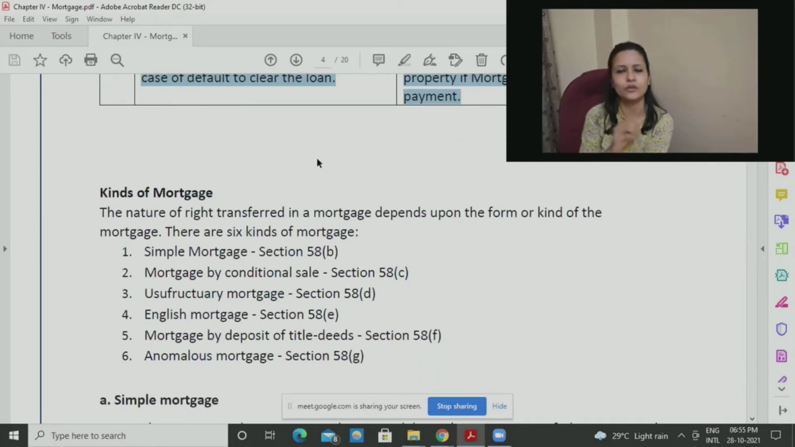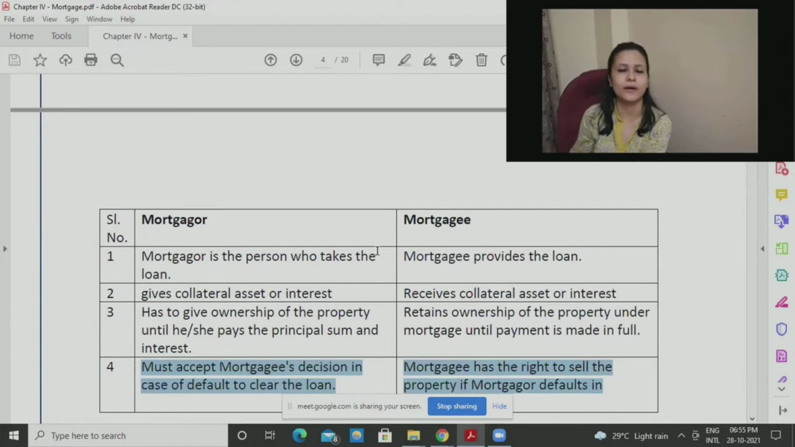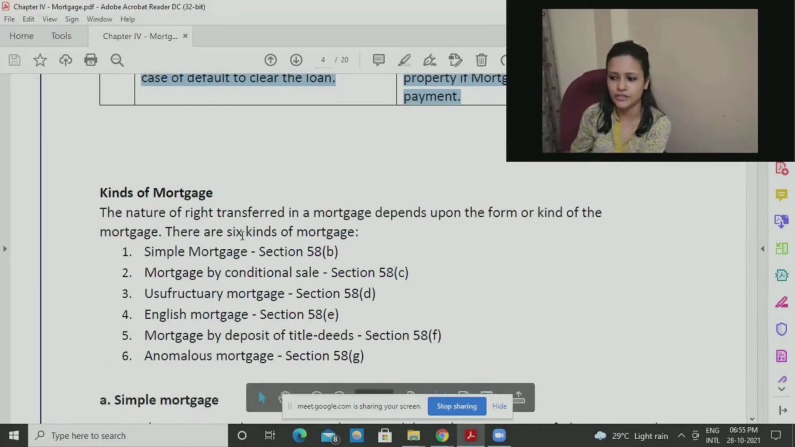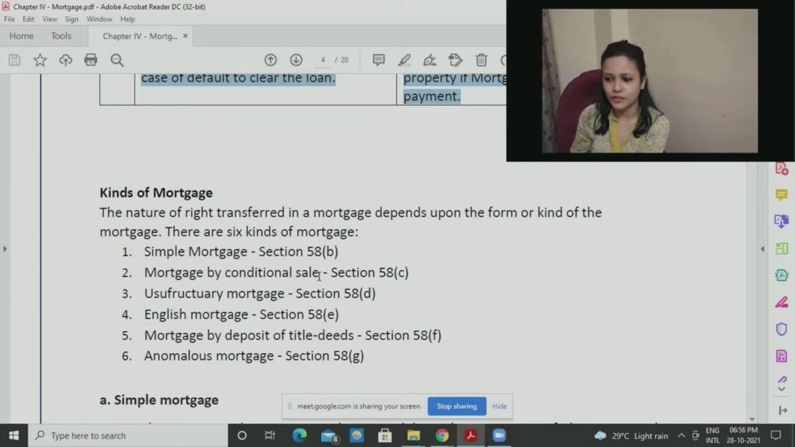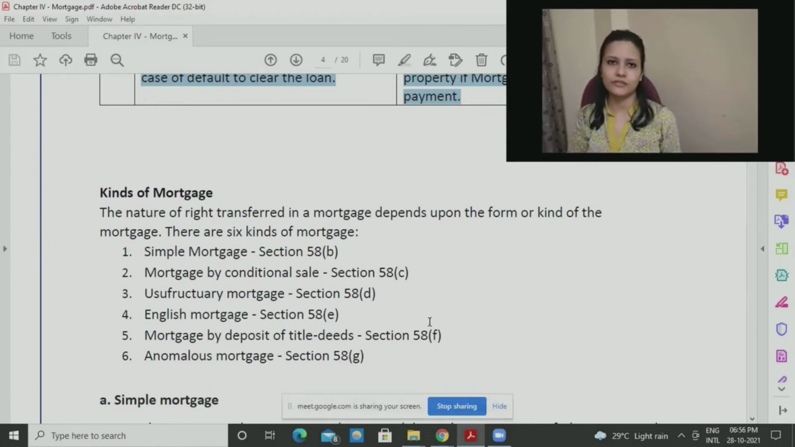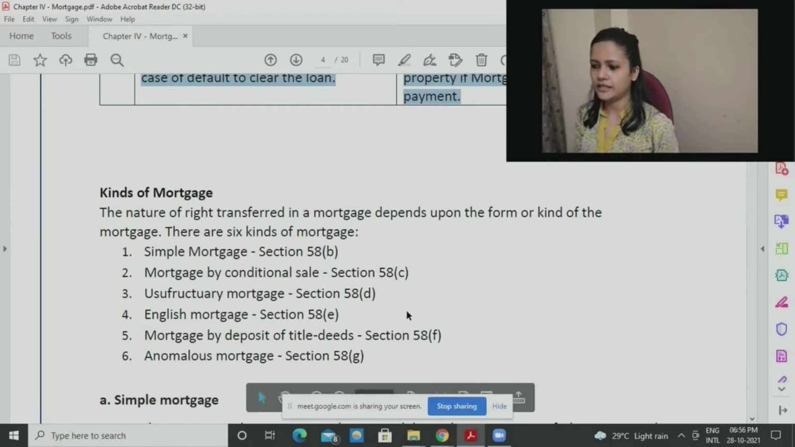Okay, so section 58 clause A provides the definition of mortgage, the different parties involved, the amount involved, as well as the instrument. Instrument is the mortgage deed. So all those definitions are given. After that, the same section in different clauses provides for 6 different types of mortgage which are applicable. First one being simple mortgage, section 58 clause B. Second is mortgage by conditional sale, section 58 clause C. Usufructuary mortgage, 58 clause D. English mortgage, 58E. Mortgage by deposit of title deeds, 58F, and anomalous mortgage, 58G. So these are 6 different types of mortgage which are mentioned under the Transfer of Property Act itself, in that same section defining what mortgage is.